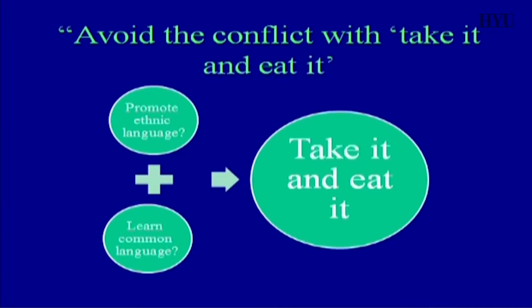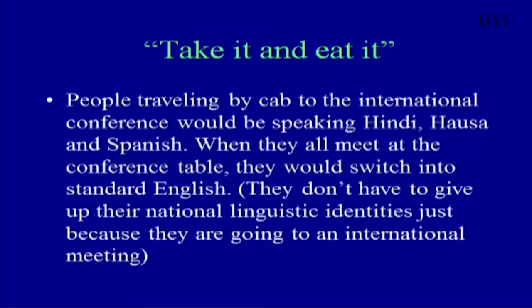Then is there any compromise between these conflicting demands? The third solution is take it and eat it. So what does it mean? For example, if people travel by cab to an international conference, you will take a cab, and then you will be talking in the local variety of English.